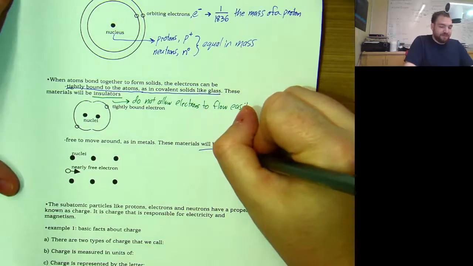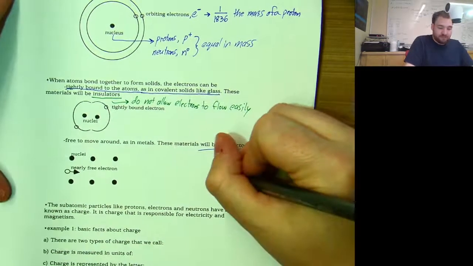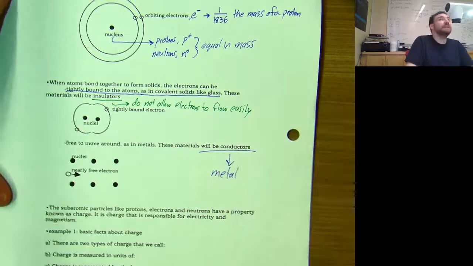Typically a good conductor is going to be what? A metal. Typically.